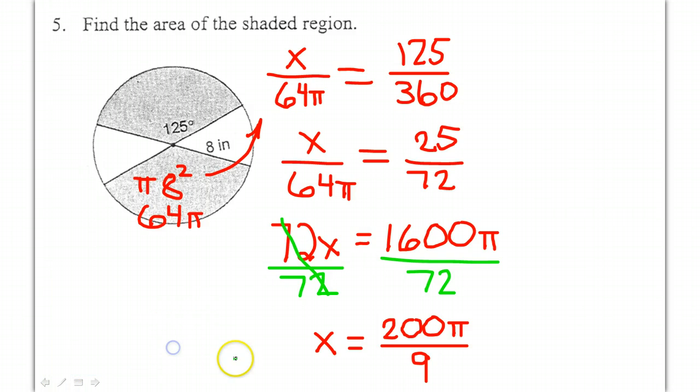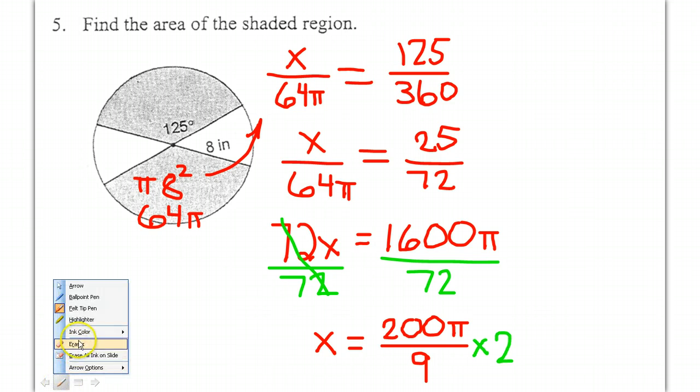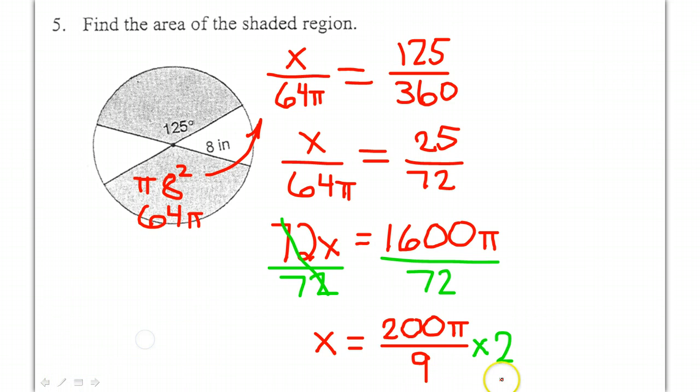I could make that into a decimal, but I choose not to just yet. So remember, 200 pi over 9, that's the area of just one sector. We had two sectors, so I need to go ahead and double this. So if I multiply this times 2, that's going to give me the answer that I'm really looking for, both sectors. So multiplying this by 2, instead of 200 pi over 9, I'm going to wind up with 400 pi over 9.